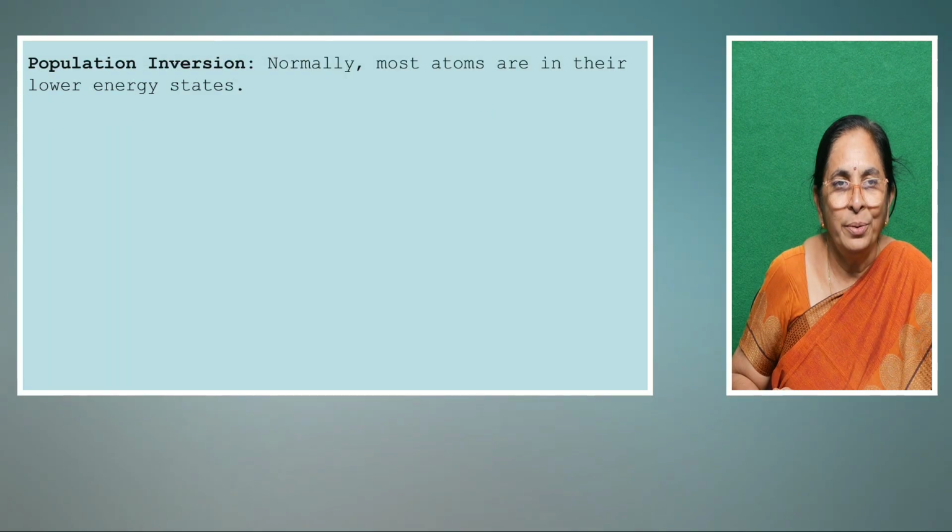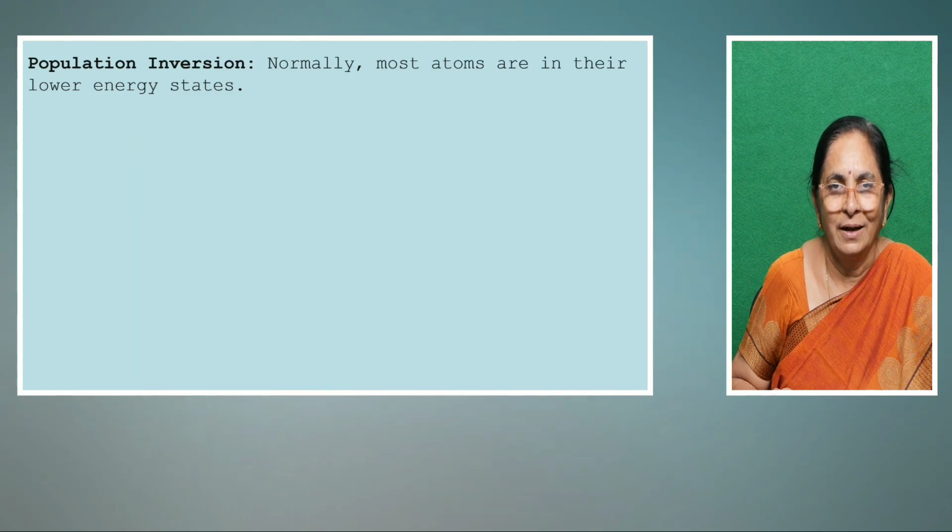Now one more part we must know. This is called population inversion. Normally most of the atoms will be in their lower energy levels. At normal room temperature, the atoms will be at the lower energy state, or you can call it the ground state.